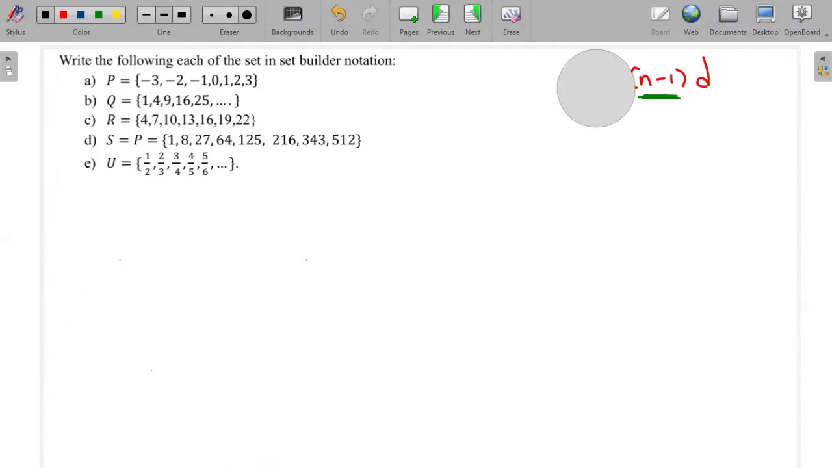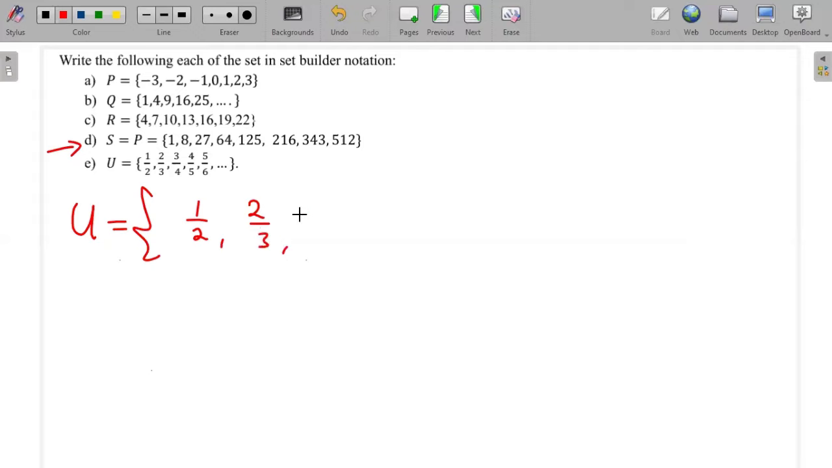I'll leave D. I'll solve E. Okay, so D here is just a set of cubes. I know you can do that. You can try it on your own, just for practice. And then I'll do U. So U, let me write it. U is equal to 1 over 2, 2 over 3, 3 over 4, 4 over 5, and then 5 over 6, comma, 3 dots like that. Meaning this thing continues to go on forever.